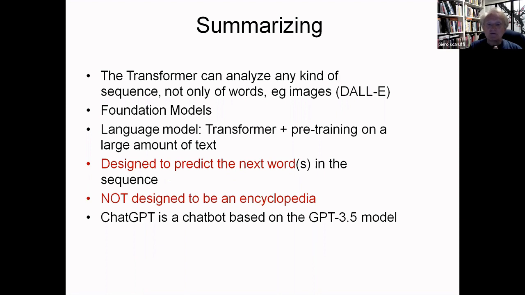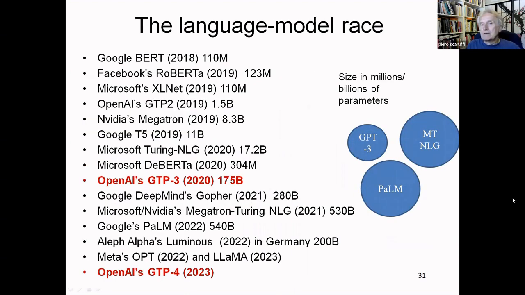ChatGPT is a chatbot based on a particular language model called GPT-3.5. So now the number of language models is skyrocketing, but these are the ones that really matter so far. It starts with Google BERT and OpenAI GPT. For some reason, I forgot OpenAI GPT there, but I put GPT-2 and GPT-3.